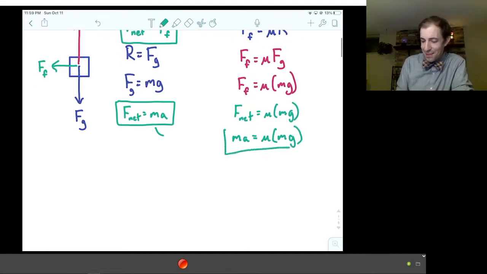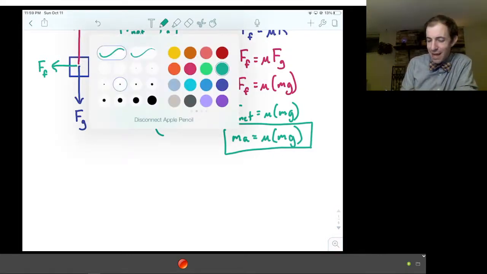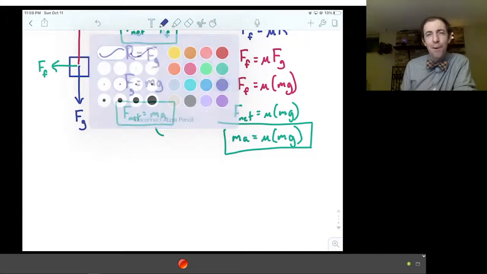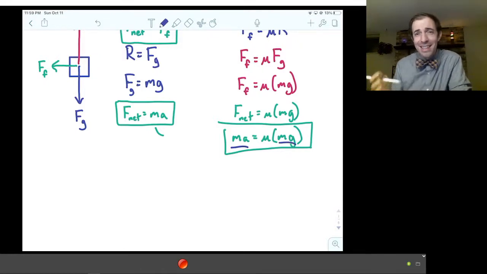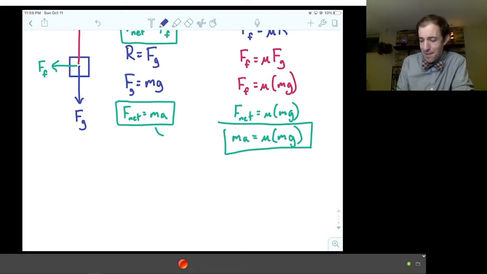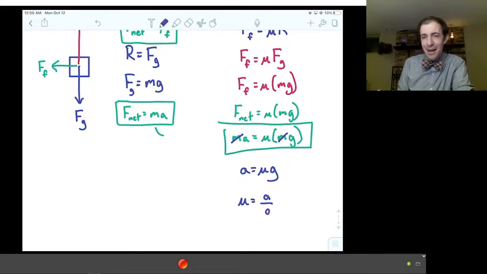Now, this equation gets me somewhere. I don't know the mass, but now I have a scenario where I've got mass on both sides, and it is the same mass. Mass times acceleration, that's the net force of friction of the puck, and mass times gravity, that is the weight of the puck. But mass cancels on both sides, so I'm left with acceleration is equal to mu times gravity. If I wanted to solve for mu, the coefficient of friction, that's just acceleration divided by gravity.